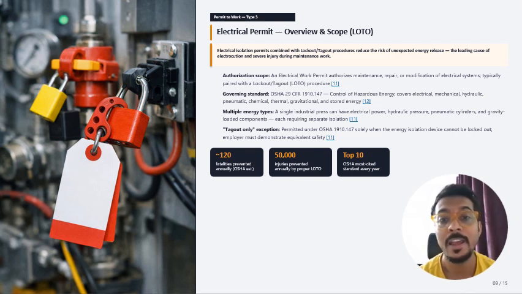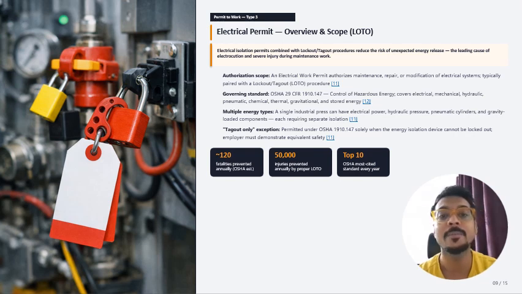Authorization scope. An electrical work permit authorizes maintenance, repair, and modification of electrical systems, and is typically prepared together with the lockout and tagout procedure. The standard is OSHA 29, control of hazardous energy, and it covers electrical, mechanical, hydraulic, pneumatic, chemical, and thermal energy, wherever that energy can come from, in each and every area.